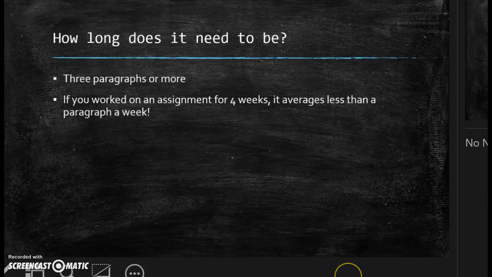How long does it need to be? It needs to be 3 paragraphs or more. You have to remember that this is a story, or it is a process of your learning. You took 3, 4, maybe even more weeks to create the assignment. So now we're asking you to give just a little bit of explanation on your learning to us now. So it's really not that much.